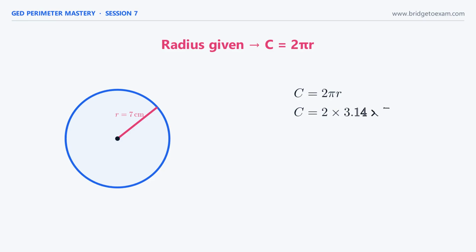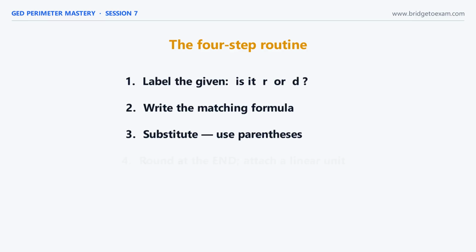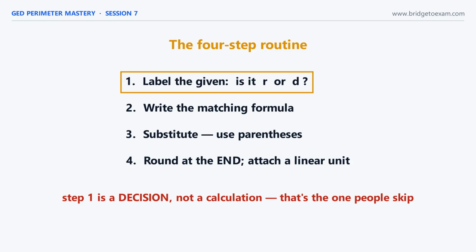Radius given. A circle has radius 7 centimeters. So use C equals 2 pi r. 2 times 3.14 times 7 is 43.96 centimeters. Estimate check. The diameter would be 14. 3 of those is 42. 44 is just over.